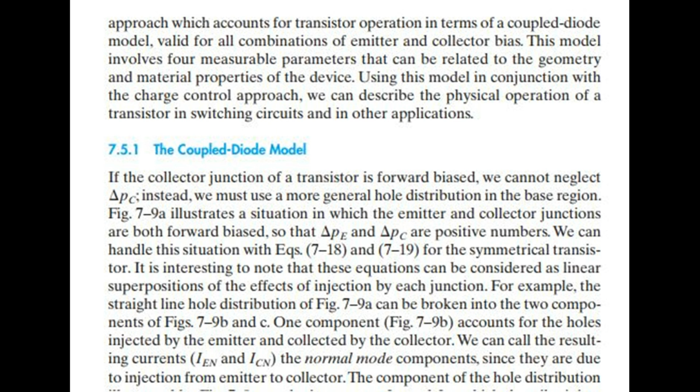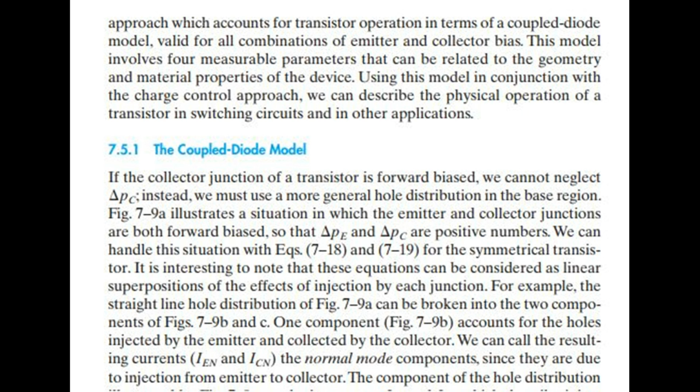The coupled diode model. If the collector junction of a transistor is forward biased, we cannot neglect PC. Instead, we must use a more general hole distribution in the base region. Fig 7.9 illustrates a situation in which the emitter and collector junctions are both forward biased, so that PE and PC are positive numbers. We can handle this situation with EQs 7.18 and 7.19 for the symmetrical transistor.